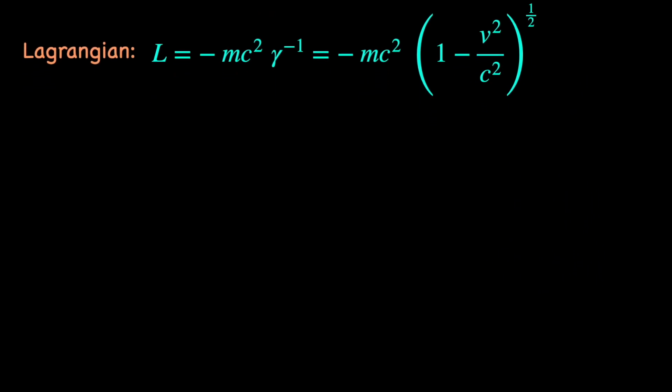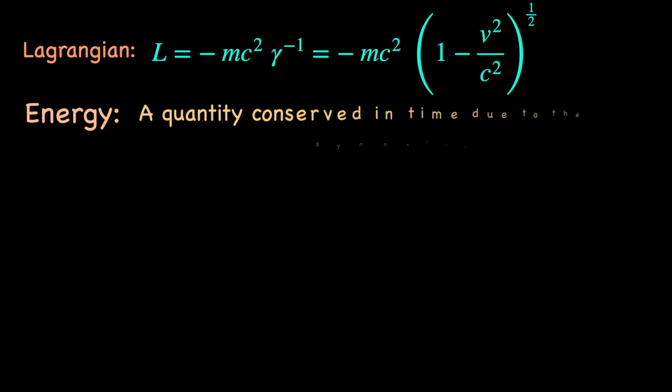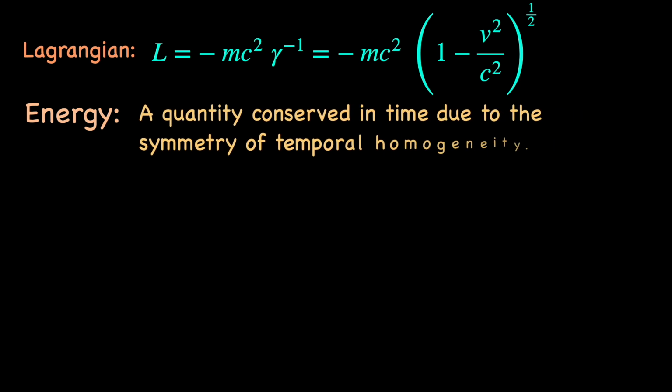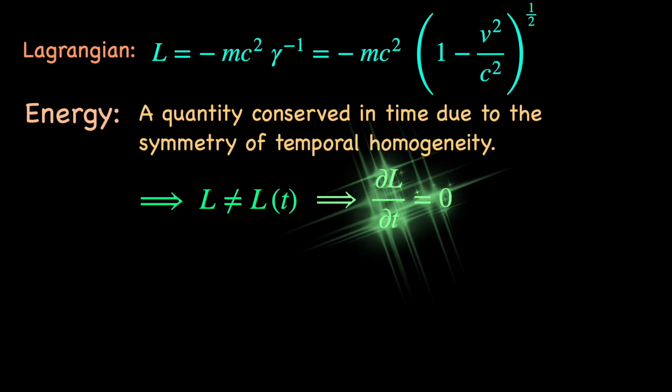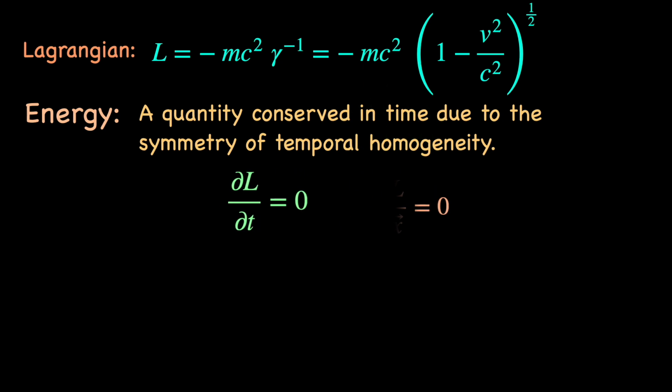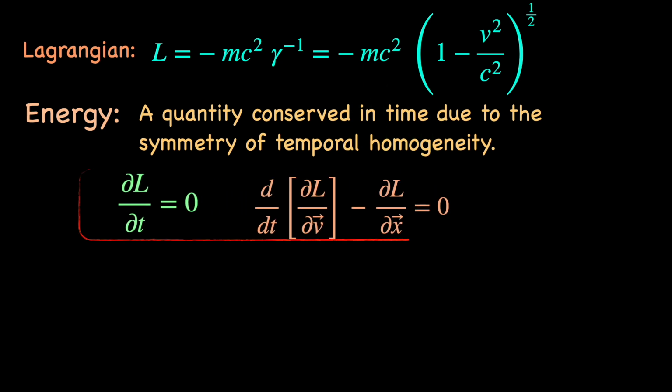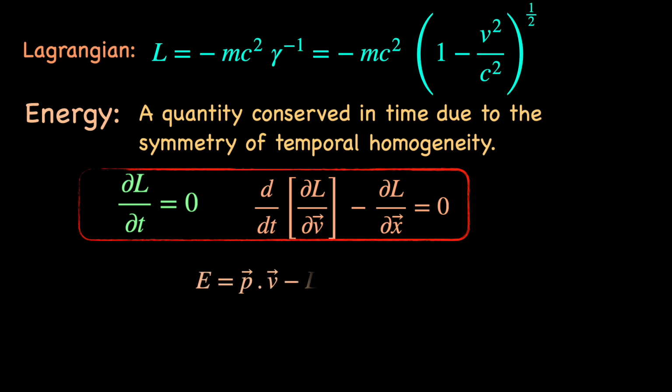Going over to the energy of the relativistic particle, again defined as the quantity that remains conserved if the system has homogeneity of time. This is another symmetry which demands that the Lagrangian of the system does not depend explicitly on time. This condition and the Lagrange's equation together give the mathematical formula to compute energy as the scalar product of momentum and velocity vectors minus the Lagrangian.